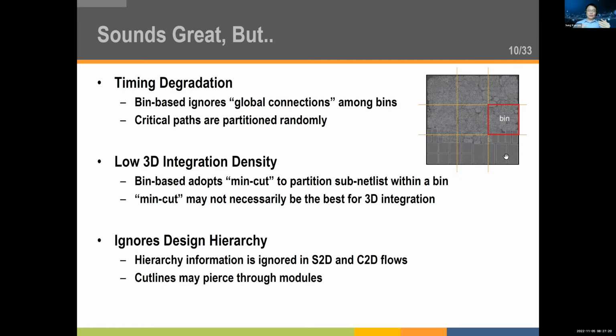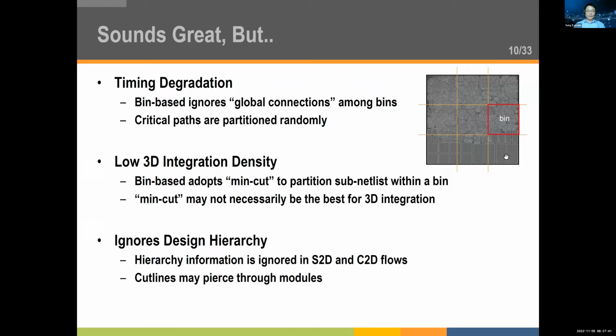Now, the second point is, again, about this min cut that I alluded to. You don't necessarily have to minimize the number of cuts between the top and the bottom to optimize BPA. But our current approach was, in fact, minimizing cut size, right? So that was something that we needed to overcome here.